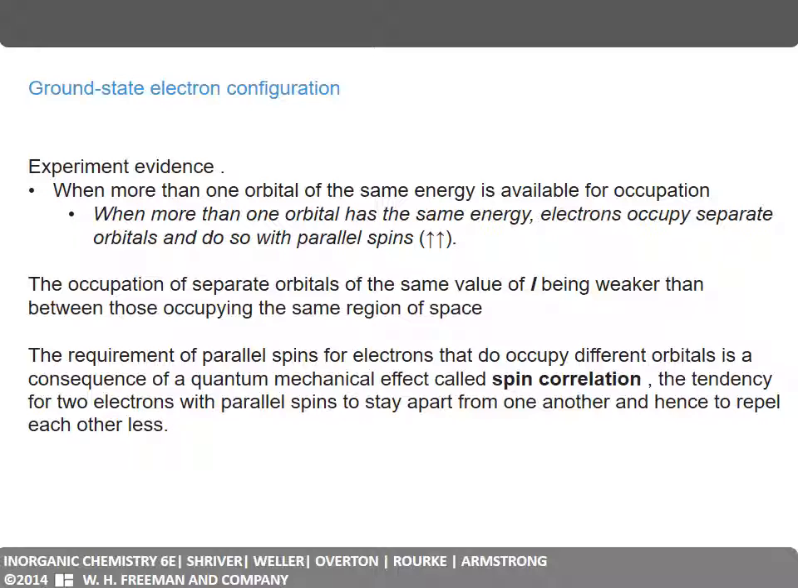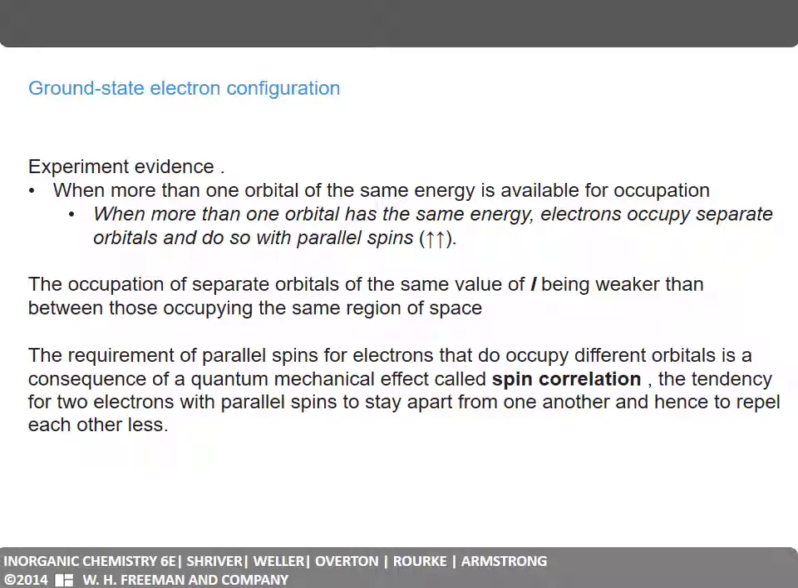So the repulsion in occupation of separate orbitals of the same value of l is weaker than for electrons that occupy the same region in space. Right? That also makes sense. We have negative charges that repel each other, and if they're further away, well, guess what? They repel each other less. Now, there is a whole theory around it that comes from quantum mechanics, which is called spin correlation. We're not going to talk about it.